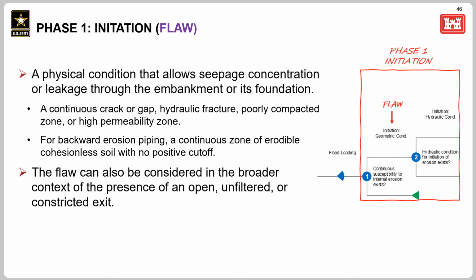Bear in mind that if you count an unfiltered exit as the flaw, for example, for a backward erosion failure mode, be cautious not to double count the lack of filter elsewhere. So as a little bit of a spoiler, we'll talk about node 3 coming up soon, which is continuation, and that's generally where filters kick in to halt the failure. So just be cautious that you're not double counting.